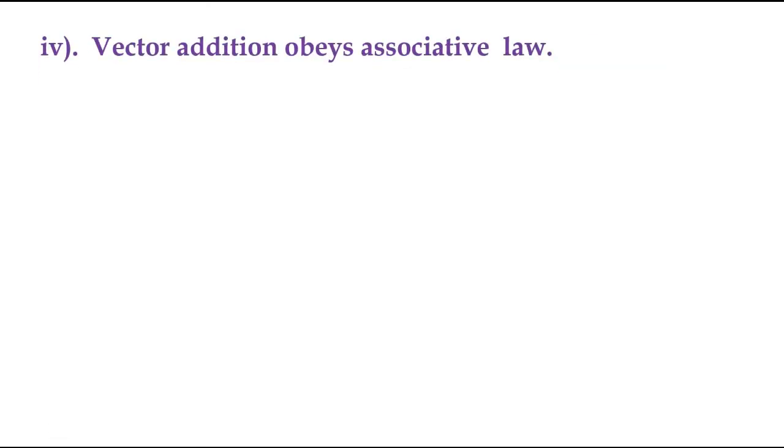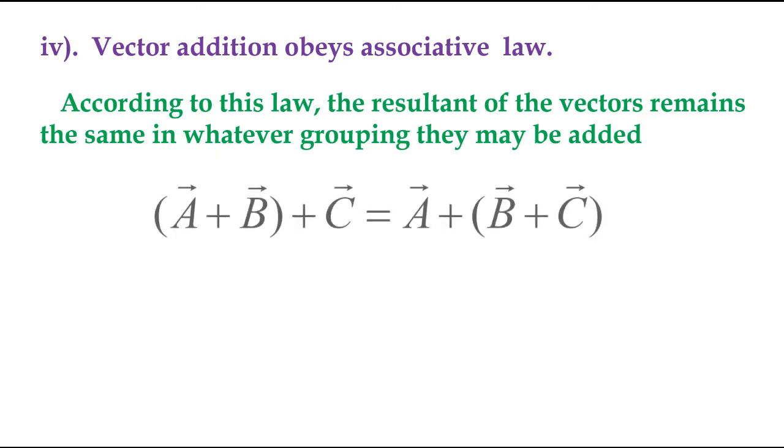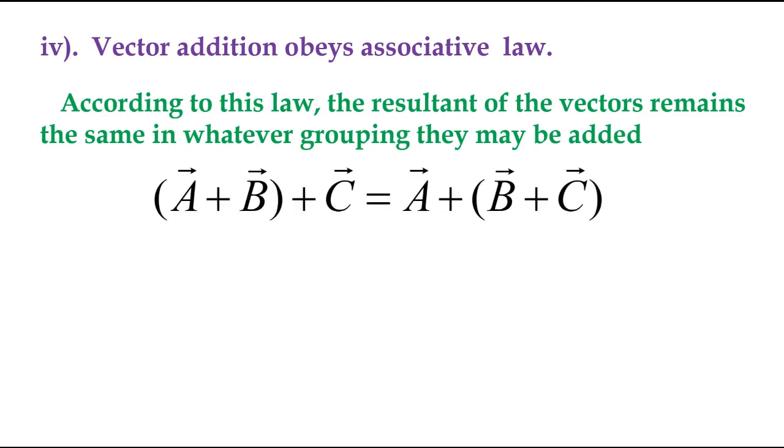Fourth one, vector addition obeys the associative law. According to this law, the resultant of the vectors remains the same in whatever grouping they may be added. That is, (a bar plus b bar) plus c bar is equal to a bar plus (b bar plus c bar). So the grouping of vectors does not matter. That means vector addition obeys the associative law.